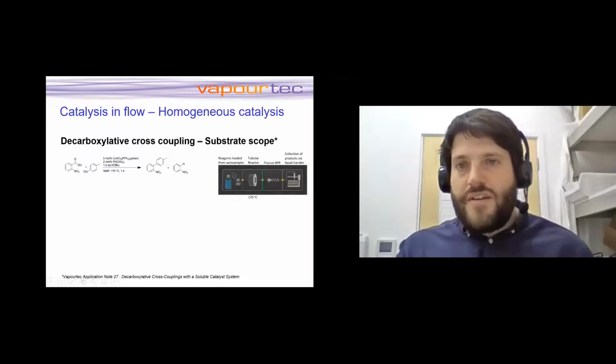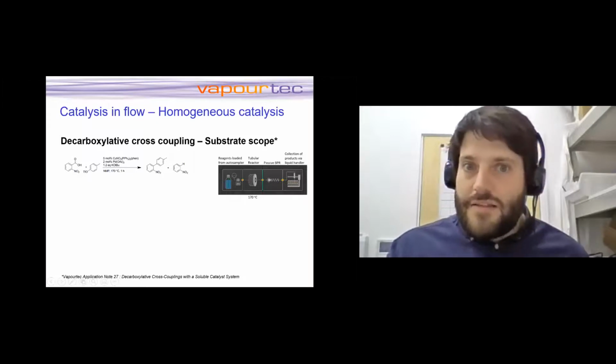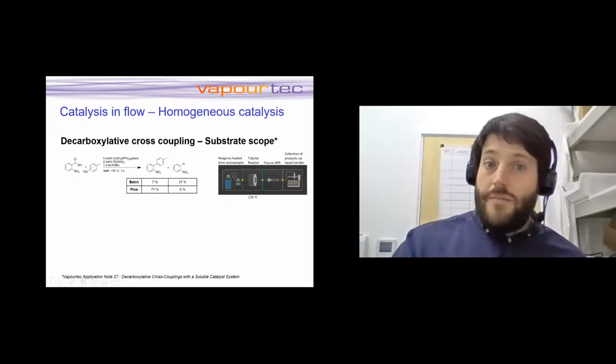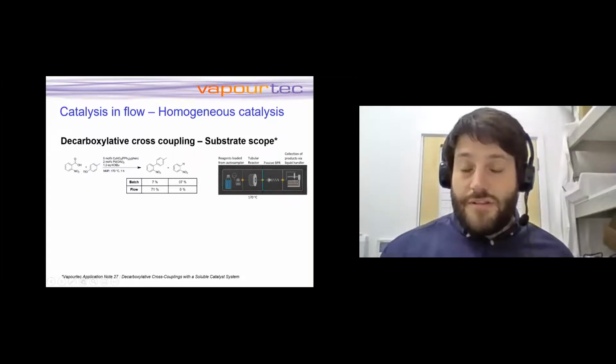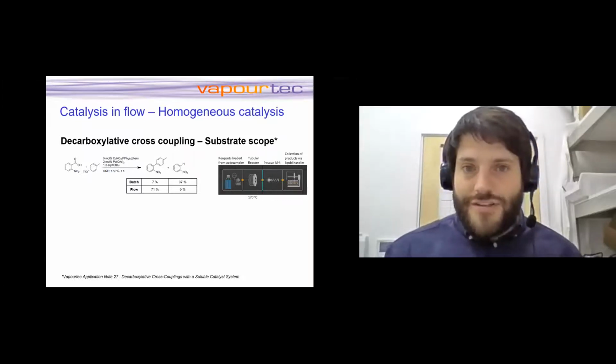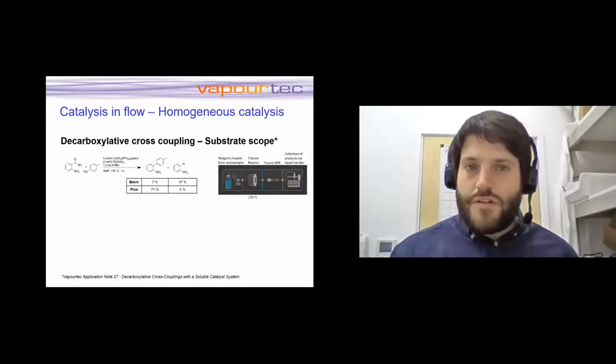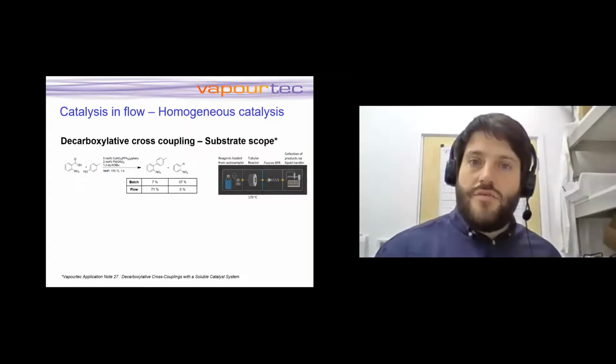Traditionally, flow chemical reactions take less than 30 minutes. But when we compare it to what happens in batch, we preferentially remove the carboxylic group. So we achieved really good conversion in flow, and we decided to do a substrate scope.